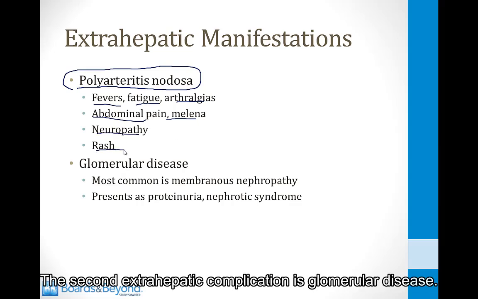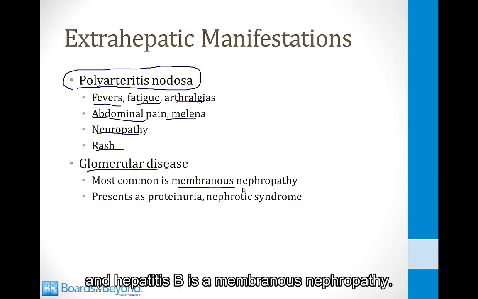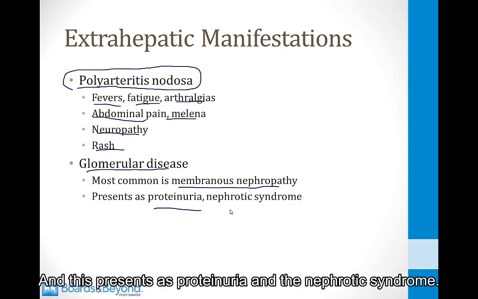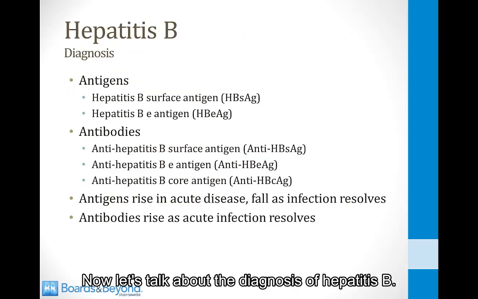The second extrahepatic complication is glomerular disease. The most common presentation of glomerular disease in hepatitis B is a membranous nephropathy, and this presents as proteinuria and the nephrotic syndrome. And I talk about this in the modules on kidney disease. Now let's talk about the diagnosis of hepatitis B.